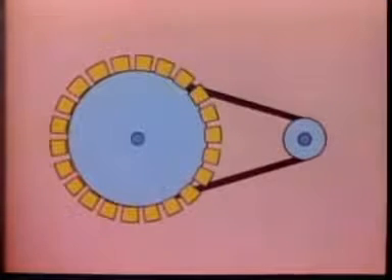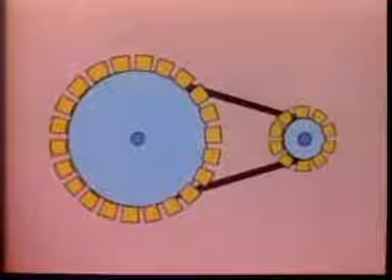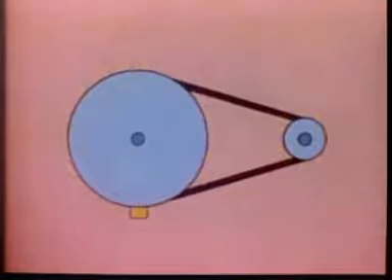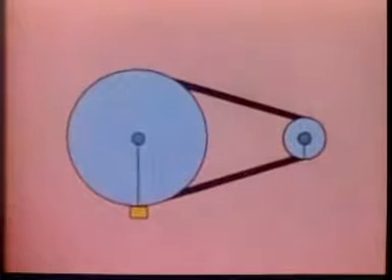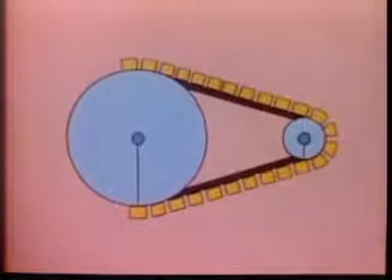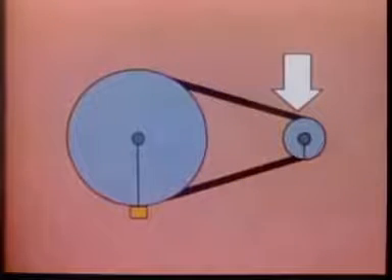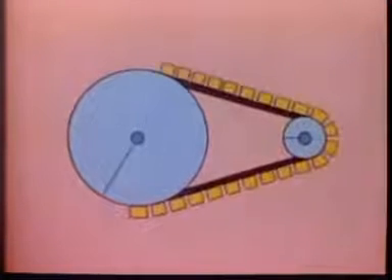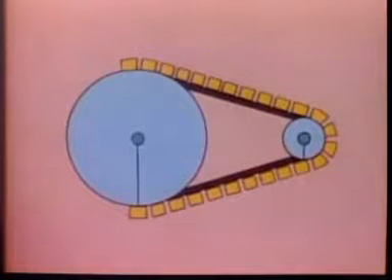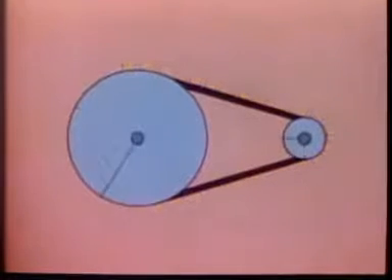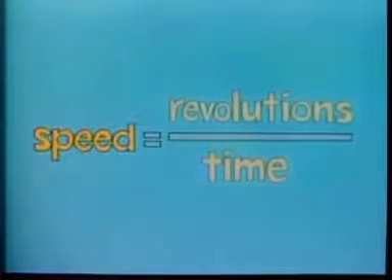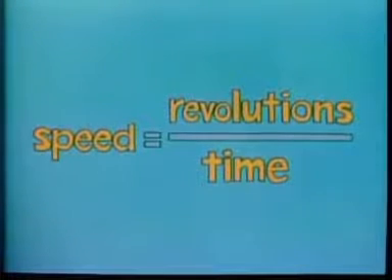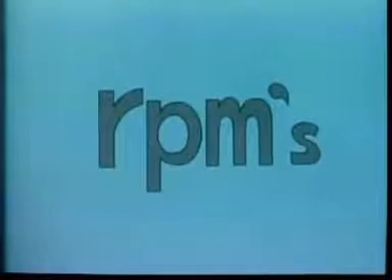The circumference of this wheel is 3 times the circumference of this one. This is how far the belt moves when the large wheel revolves once. But notice what happens to the small wheel with 1/3 the circumference while the belt moves that same distance. It revolves 3 times. So the moving belt causes the small wheel to turn 3 times as fast as the large wheel. We measure these speeds differently than before, in revolutions per unit time, usually revolutions per minute, or RPMs.